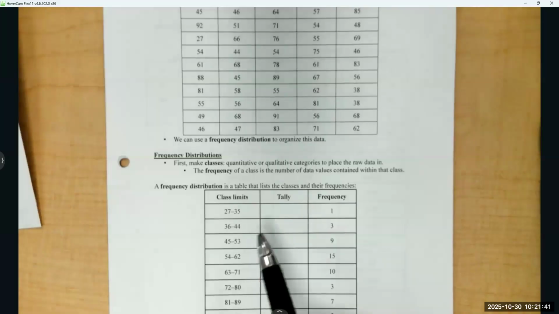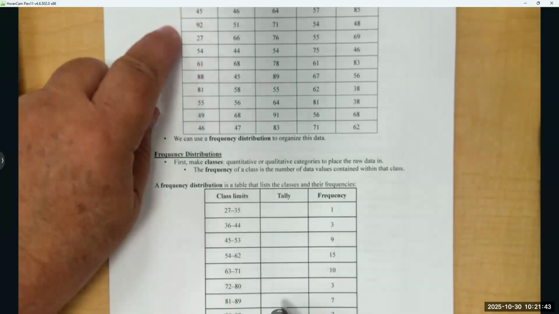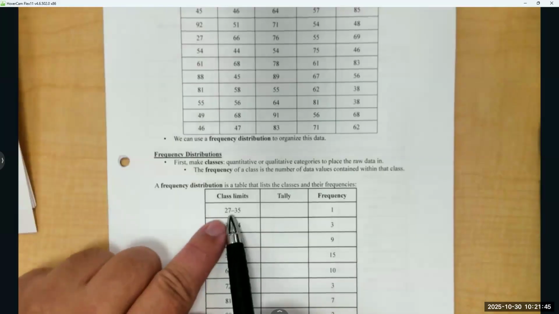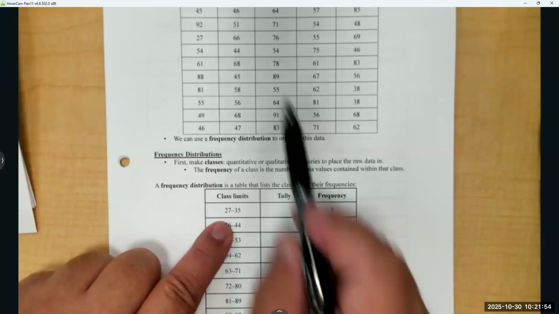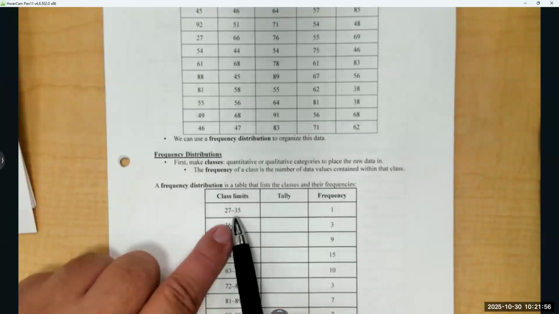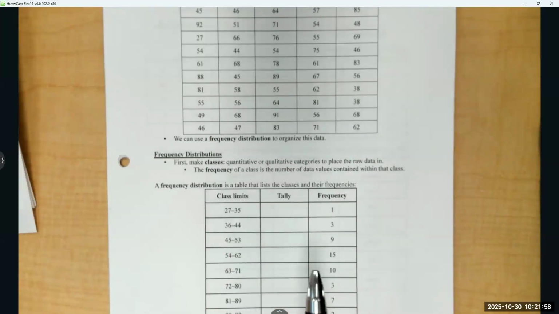Okay, how many of y'all are looking at a number and seeing where it goes? Or looking for all the numbers that fit in this interval? Is that what you're doing? Don't do it that way. If you're looking to see how many numbers fit inside this, that's bad. Why? Because if you get interrupted, do you know where you left off? No. This is why the tally column's here.